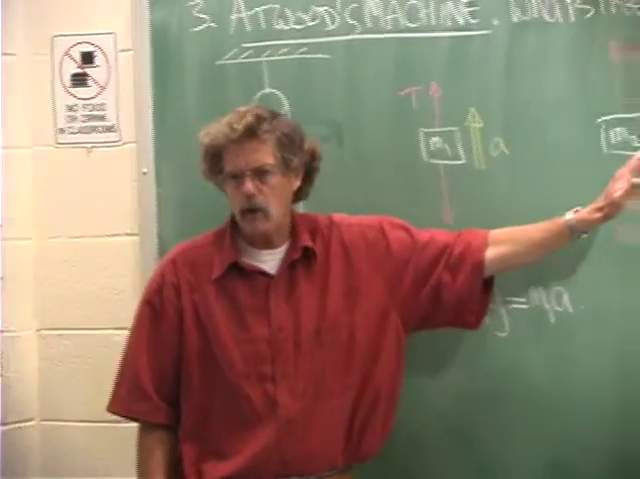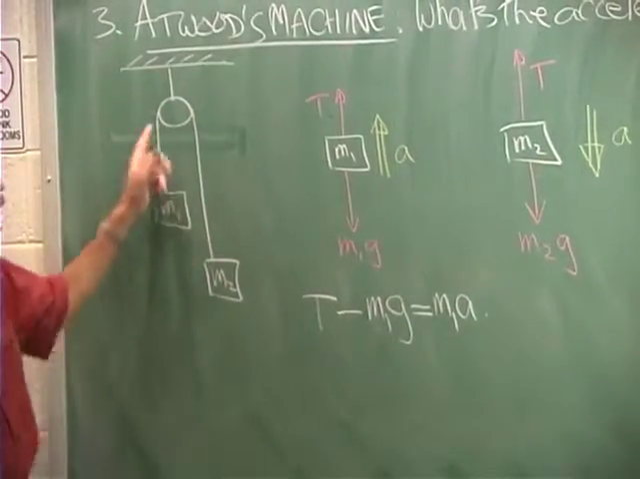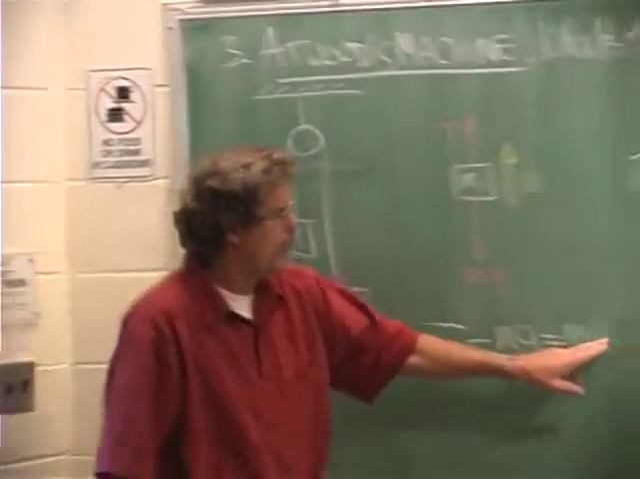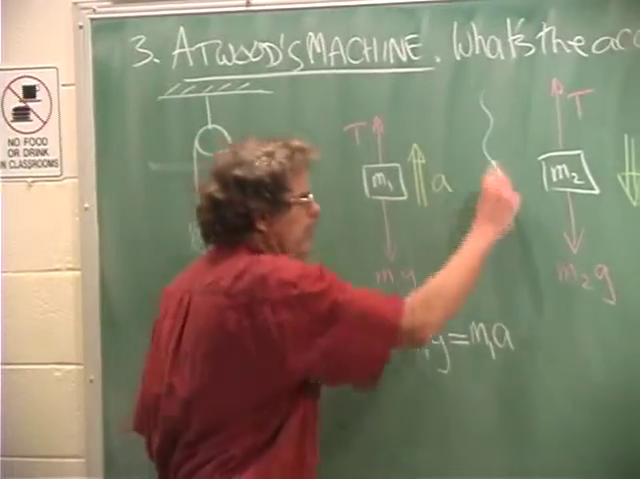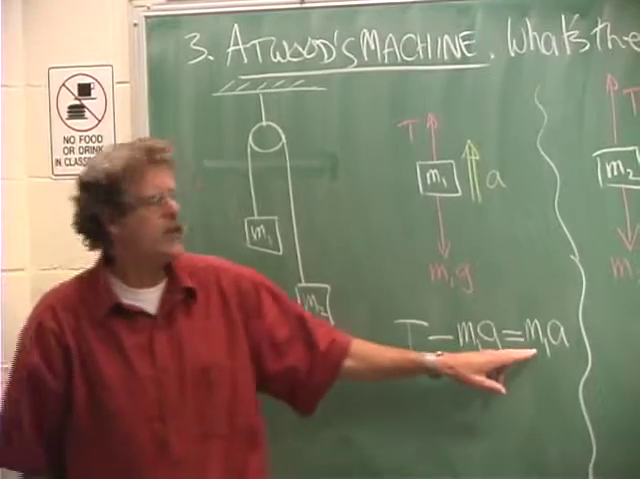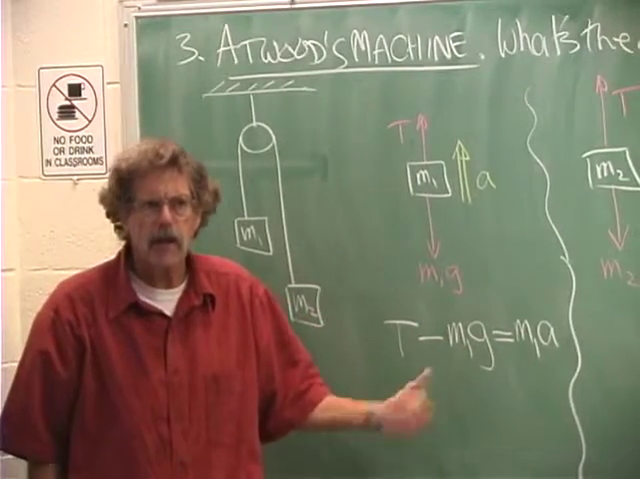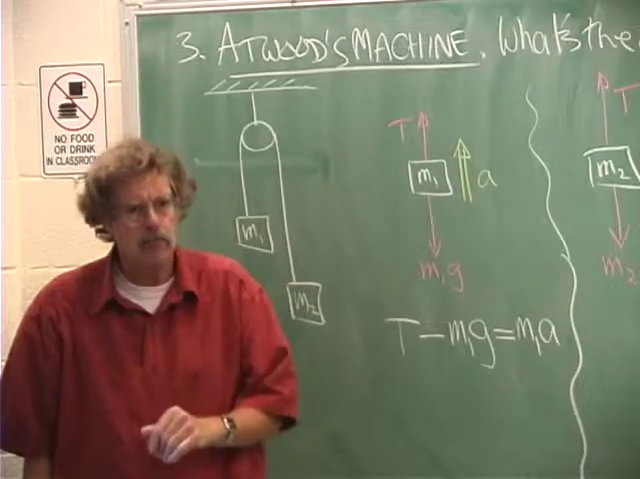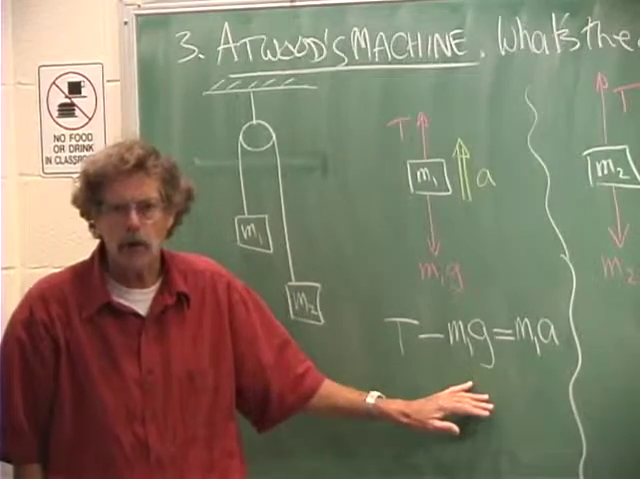I'm not even thinking about what's happening elsewhere. Of course, the message is communicated via the string and the tension. The M2 is going to come into the final answer somewhere. But when I'm talking just about the motion of M1, then it's M1 times A. Total force acting on M1 is equal to M1 times A. Don't even be thinking about M2. That's not relevant to this part of the problem.